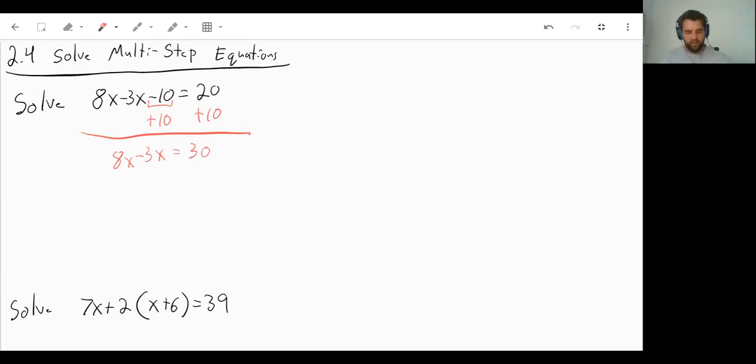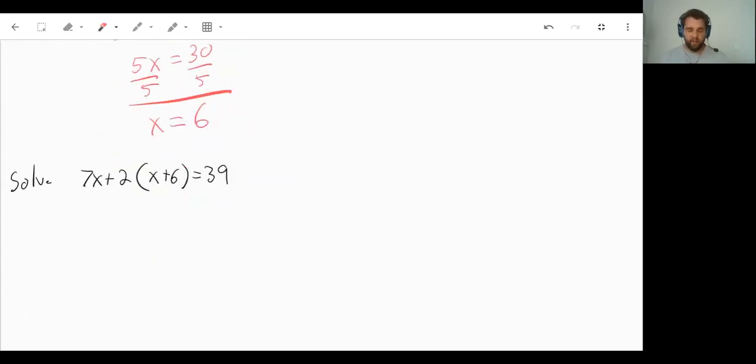Well, now the next thing we can do, we can go and see, oh, 8x minus 3x, that's just combining like terms. So 8x minus 3x would give us a 5x, and then that equals 30. Then our last step would be to divide both sides by 5, which comes out to be x equals 6. So that's how you can go about trying to solve a multi-step equation.